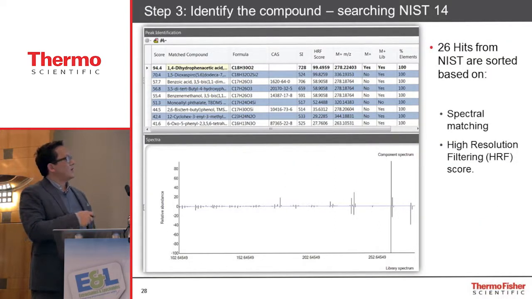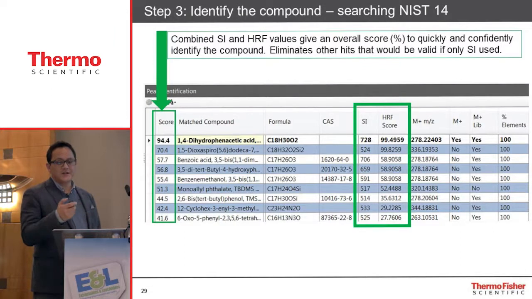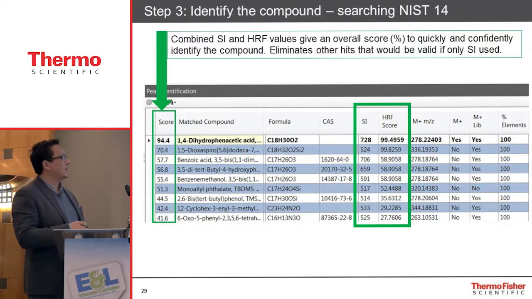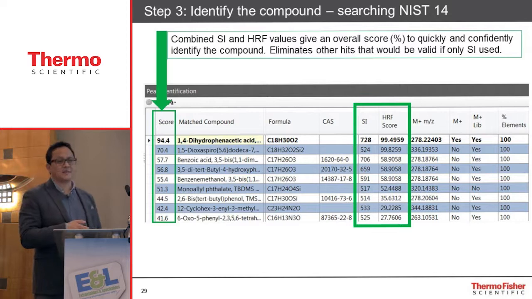So you end up with a result. You get a list of proposed matches and a high-resolution filtering score. So as I mentioned, what does that give you? Well, the library match here, the SI, if we take a look at this particular example, there were two fairly high library match scores, one on row 3, one on row 1. On a nominal mass instrument, you'd have to do a bit more investigative work to work out which one was the true match. Maybe it involved some retention time data, maybe some pre-knowledge of the sample.